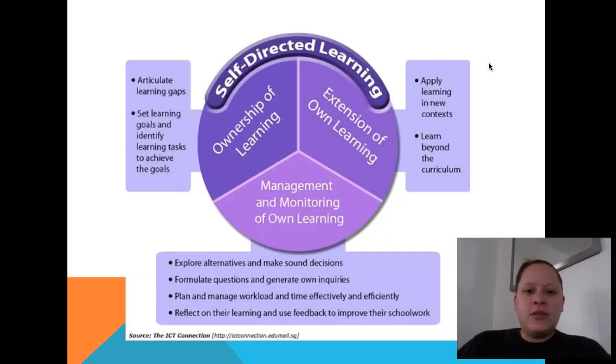Here's a little diagram of the facets of self-directed learning. You have ownership of learning, where the student takes their own ownership of it, and they set their own goals. Then you have extension of their own learning, where a student applies learning in new contexts, and they are able to learn beyond the curriculum, so more than you're even teaching or required to teach. Management and monitoring of own learning means that they're starting to explore alternatives, make decisions, formulate questions, and generate inquiries. They're planning and managing their workload and time, and they're reflecting on their own learning and using feedback to improve it.